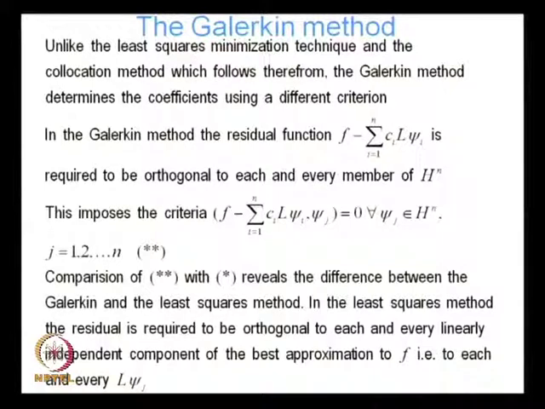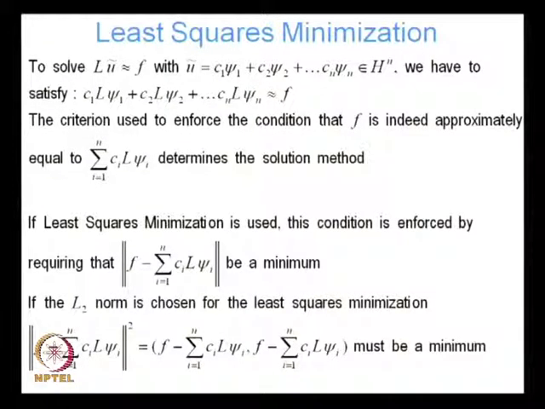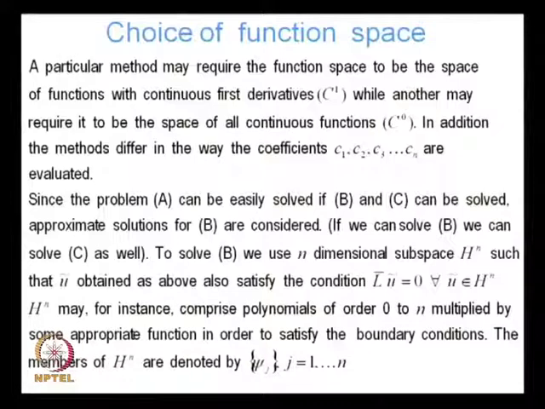In the least squares method, the residual is required to be orthogonal to each and every linearly independent component of the best approximation to f. So the residual must be orthogonal to each and every linearly independent component of the best approximation to f. The linearly independent components of the best approximation to f are my L psi 1, L psi 2, L psi 3. So this is by the definition of the least squares method: the residual must be orthogonal to each and every linearly independent component of the best approximation to f. That is why we have this criterion.